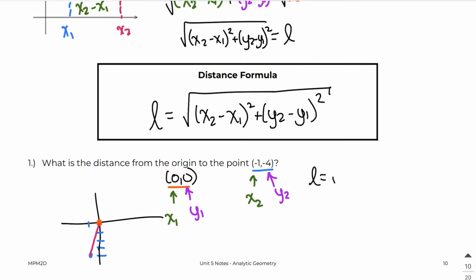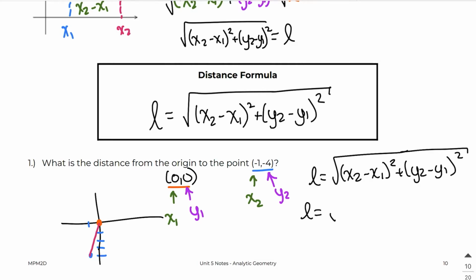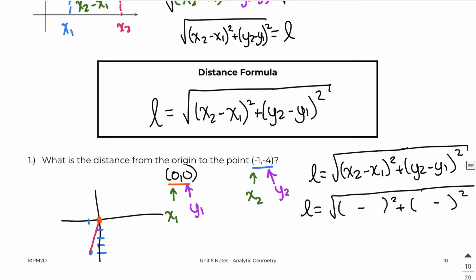I'm going to repeatedly write this formula down over and over and over again until it gets stuck in my head. Don't forget the square root has to go over this entire thing. And I'm literally just going to fill in all of the numbers that I have here. Okay, so right here, I'm going to fill in, instead of x2, I'm going to replace it with this -1. So I'm going to say -1, and then here x1 is 0, so -1 minus 0. For y2, I would say -4 minus y1, which is also 0.